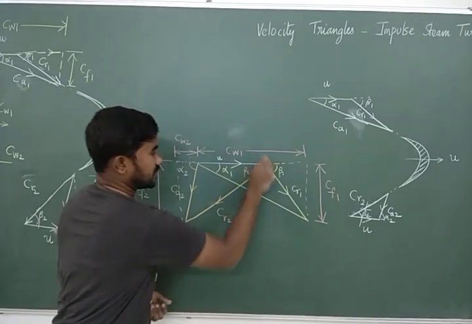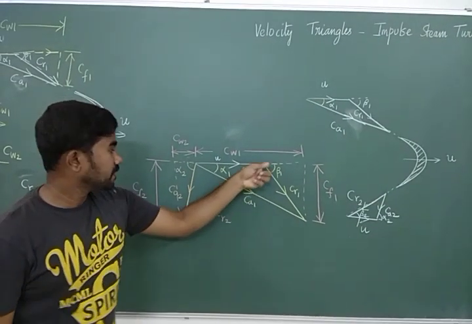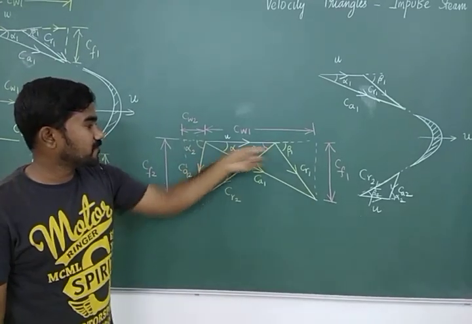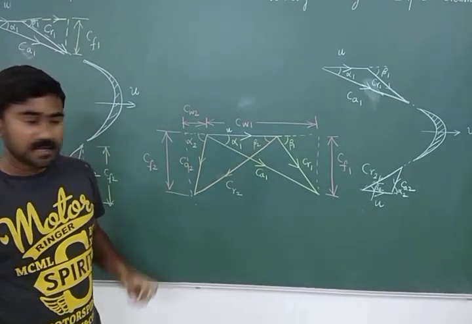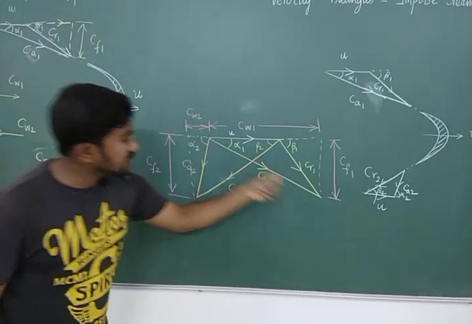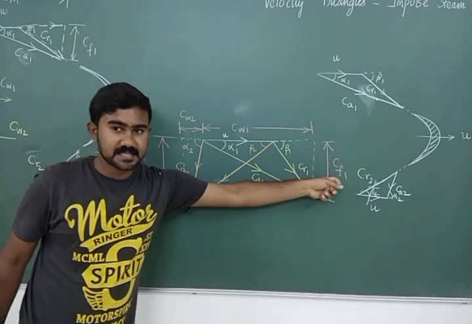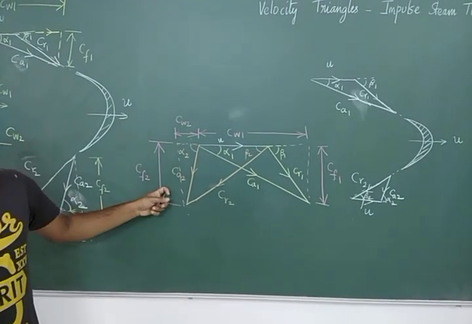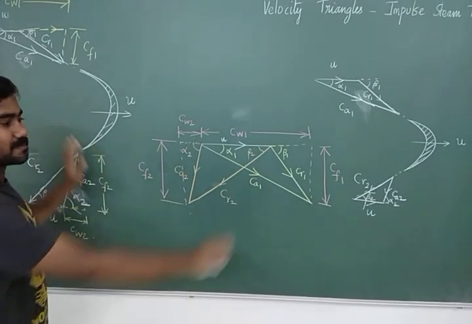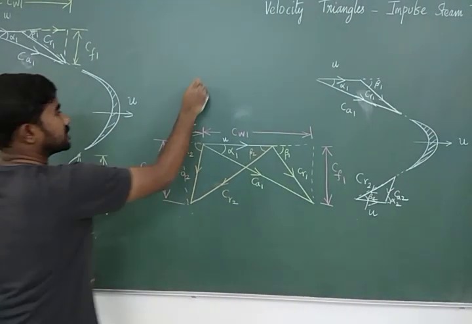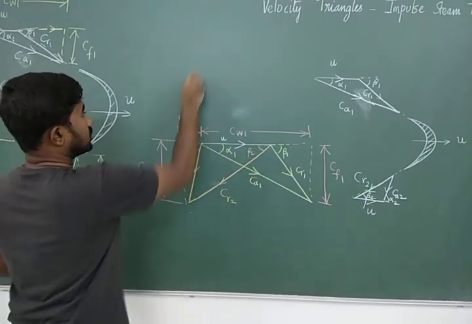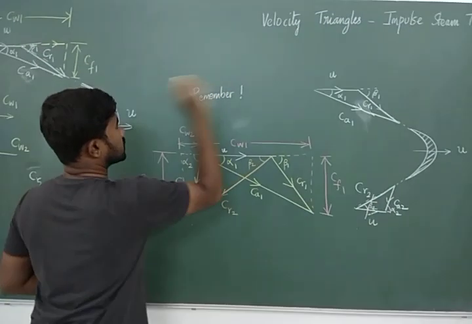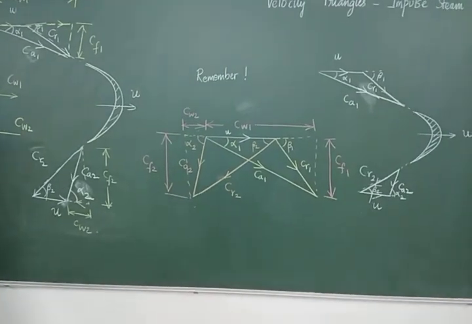Then the yellow velocity triangle is the inlet velocity triangle. The orange velocity triangle is the exit velocity triangle. Then you mark alpha 1, alpha 2, beta 1, beta 2. Finally, you resolve CA1 as CW1 and CF1. You resolve CA2 as CW2 and CF2. This will be the complete velocity triangles. You have to remember this velocity triangle. Okay. You have to memorize the velocity triangle.